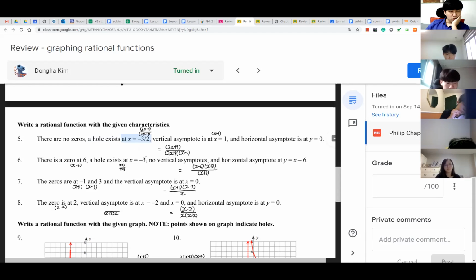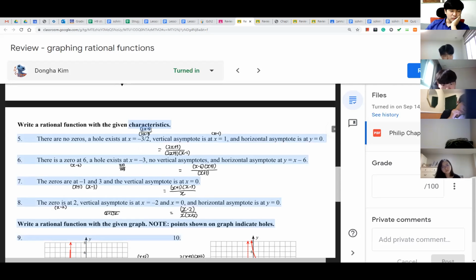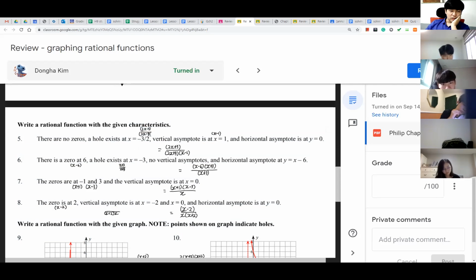And here, this is Philip's work. So this is where Philip got this equation, 2x minus 3 over 2x minus 3, because if you plug in negative 3 over 2 into x here, then you would get a 0 in the denominator. Okay, but because it's a hole, you write it at the top and the bottom, right? And the vertical asymptote is at x equals 1, which means that one of the denominator factors must be x minus 1.